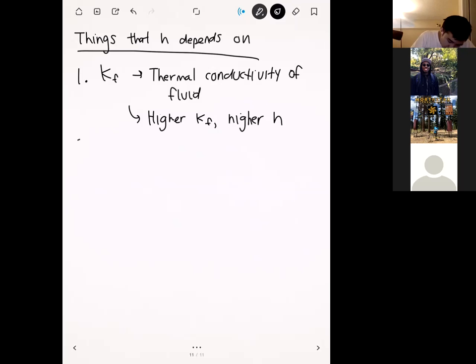Okay. And so the other thing that it depends on is dT/dy evaluated at y equal to 0. And this is the temperature gradient evaluated at the wall.